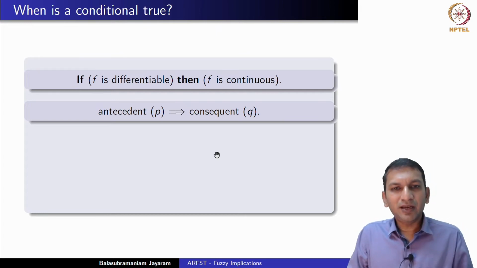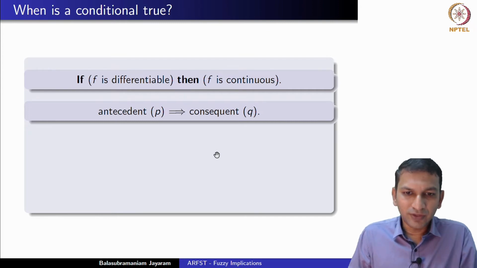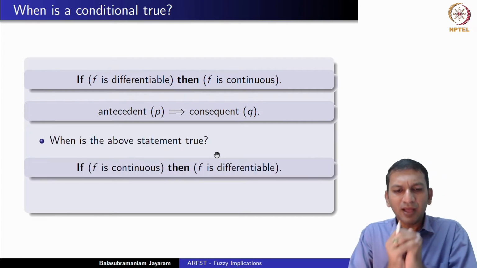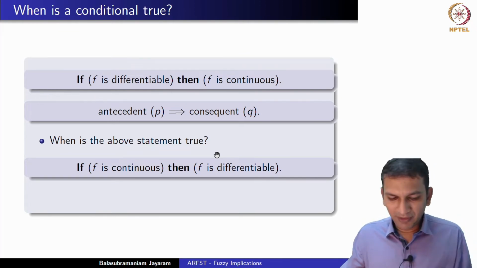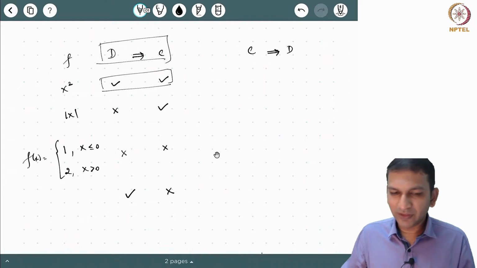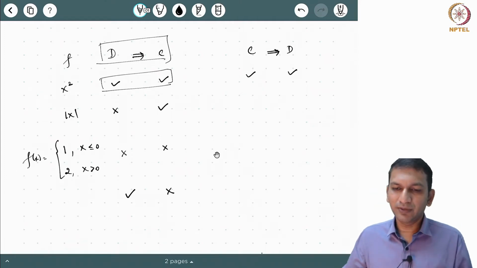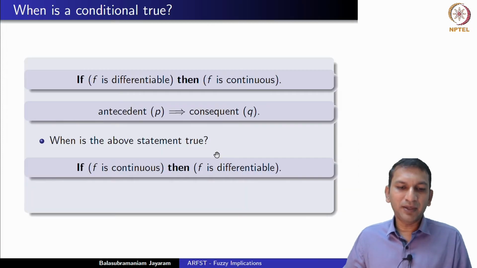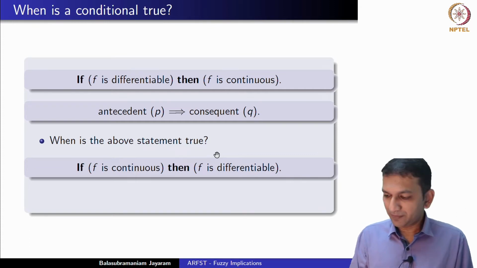Now, let's consider, in some sense, the converse of this statement. If f is continuous, then f is differentiable. That means now we are looking at the statement C implies D. Once again, let's consider the function x squared. We know it is continuous. We know it is differentiable. So it appears that the statement continuity implies differentiability looks true given this example x squared.